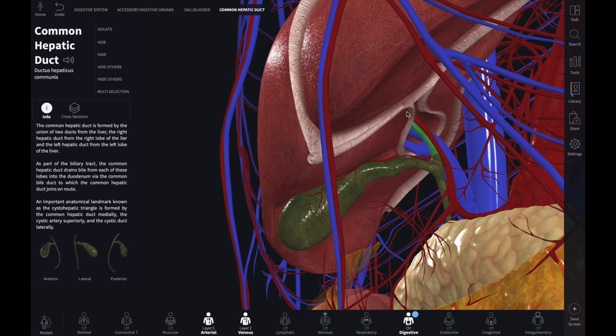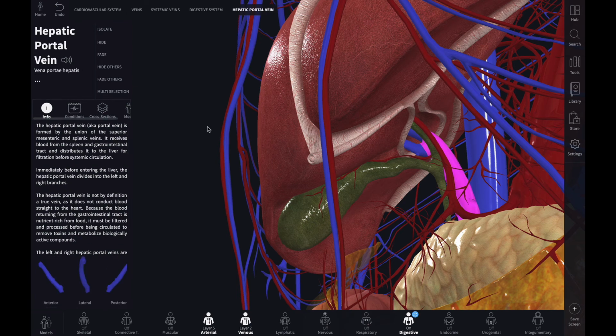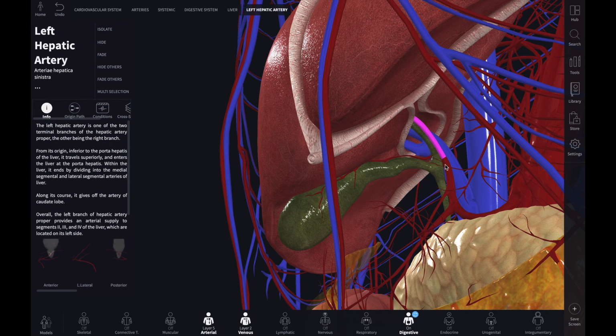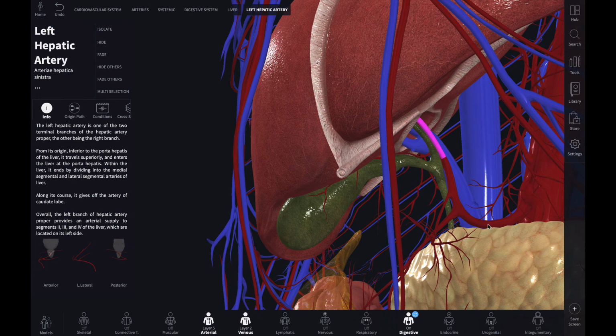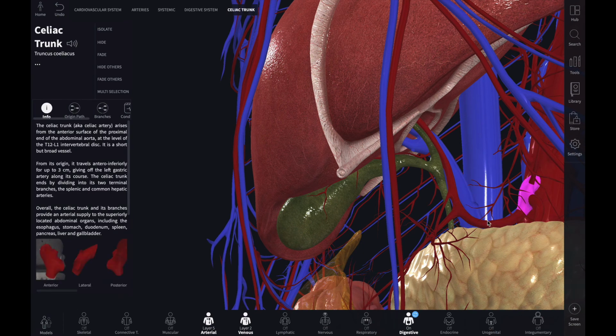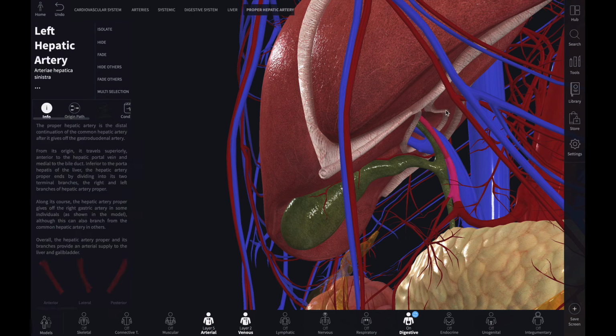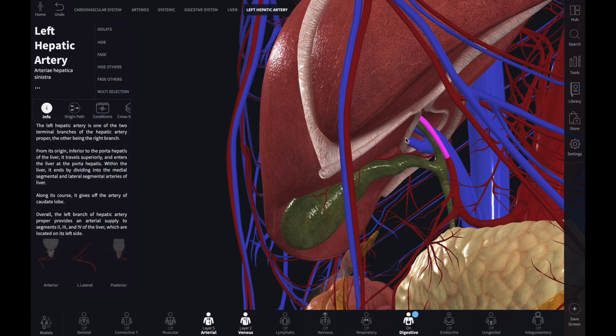The common hepatic duct is coming out from the liver, bringing bile juice, and this is the portal vein that is taking the blood from all the intestine towards the liver, and this is the hepatic artery that is taking the arterial blood. It's a branch of the celiac artery, going inside the liver. So this junction is called the porta hepatis.